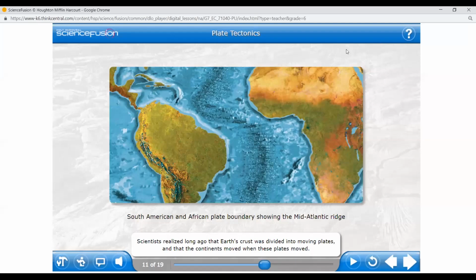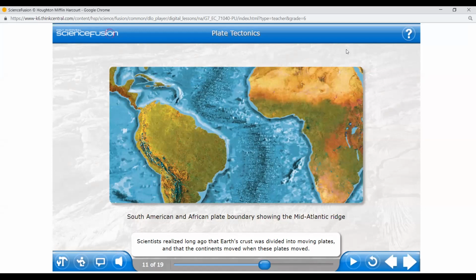So, grade 7 girls, let us continue plate tectonics. Yesterday, briefly, I showed you a map where all the continents were very, very close to each other. They were almost attached to each other, right?